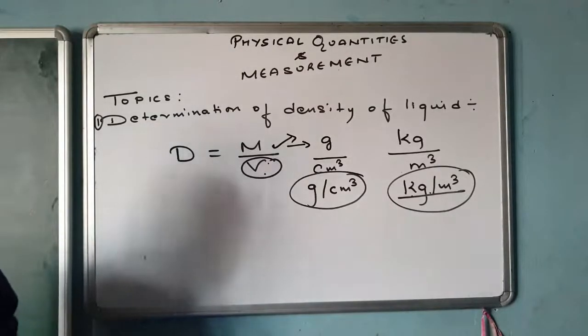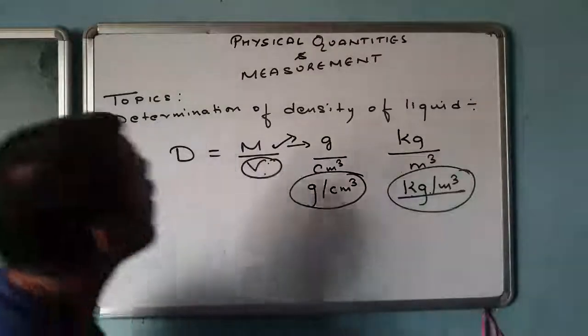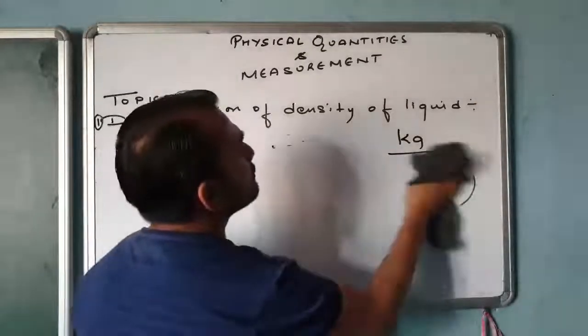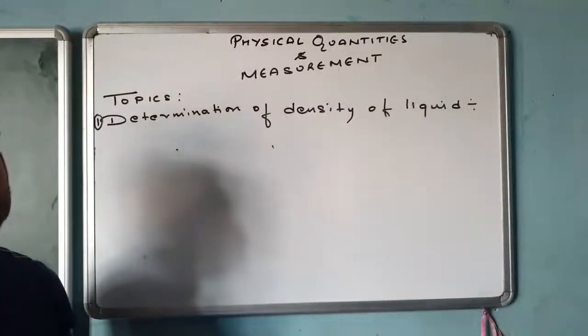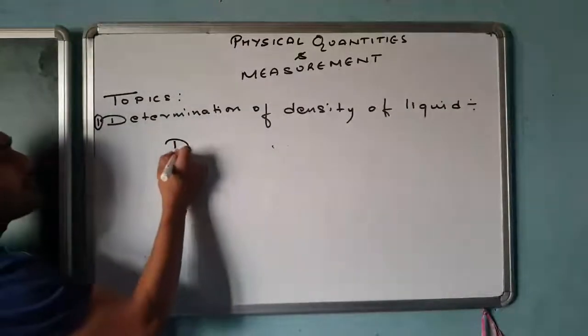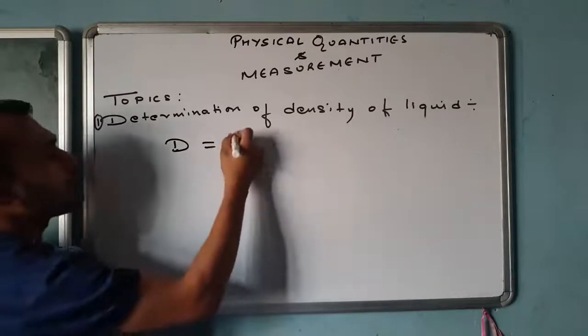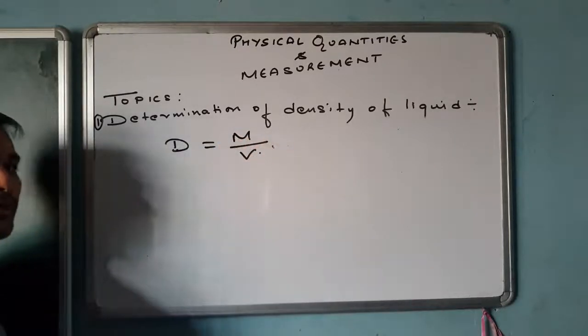Now today we will be learning about the determination of the density of a liquid. How do we determine the density of a liquid? To determine the density of a liquid, we make use of the formula mass by volume. The formula remains the same.